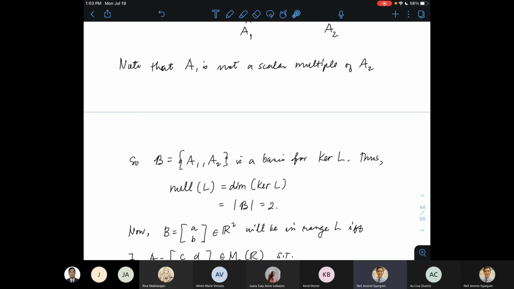Okay? And you see how tedious it is to find the nullity of a linear transformation. We need to find the kernel, find a basis for the kernel, and count the number of elements in a basis for the kernel. Yes, Ms. Au?